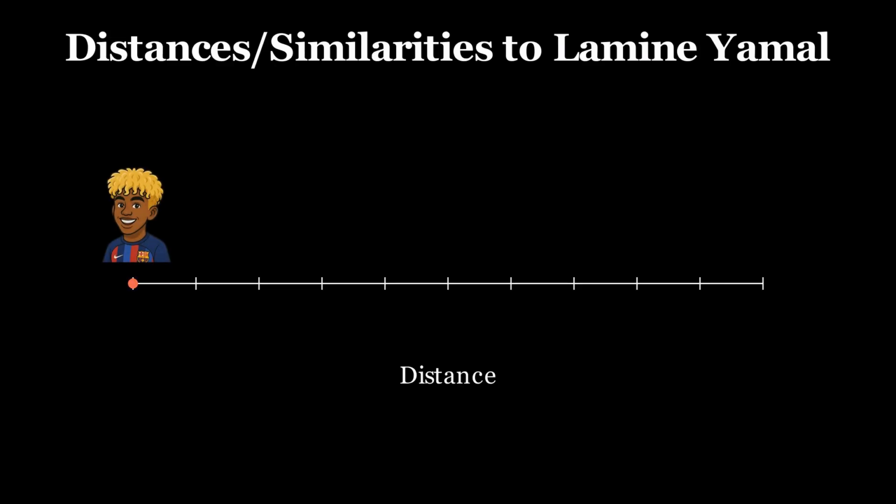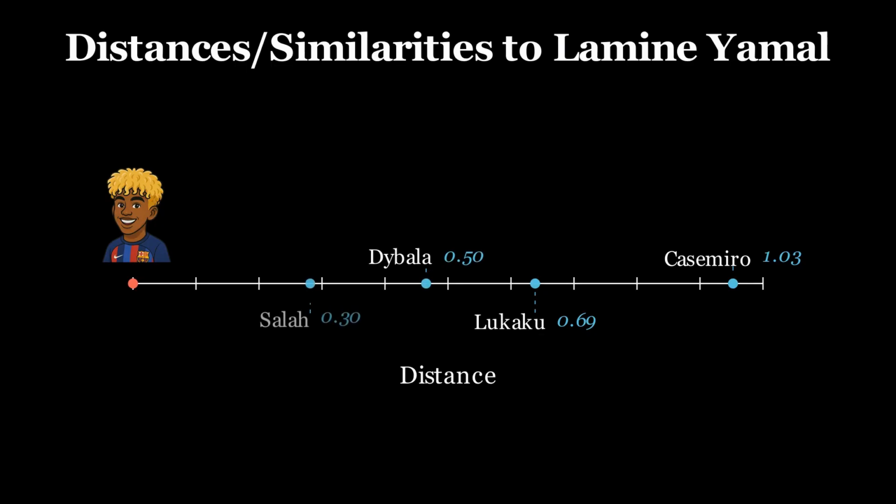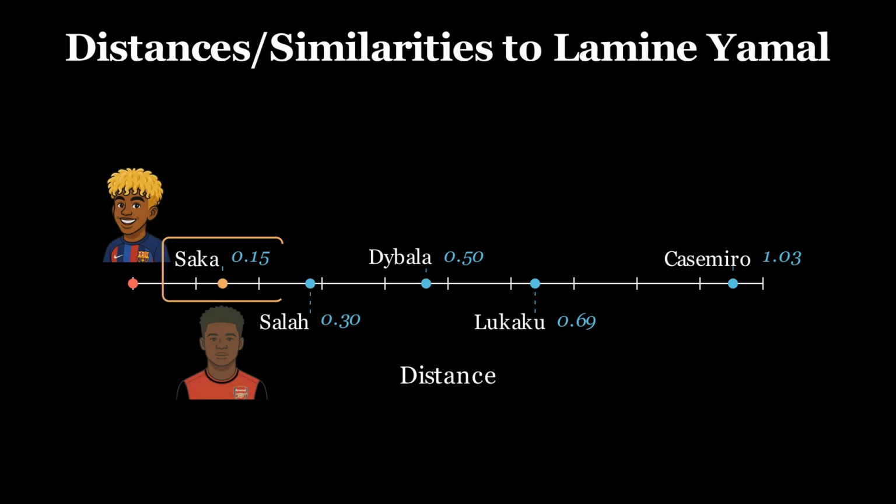We'll start with the least similar and get closer and closer. So first we have Casemiro at 1.03 distance. Then we get closer with Lukaku. Then Dybala at 0.5. Then Salah. And finally we have Saka, which is the most similar, with a distance of 0.15.